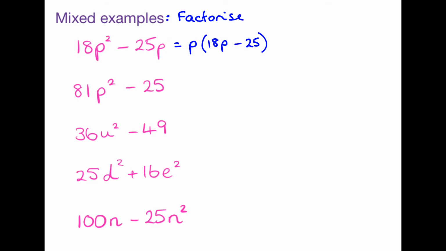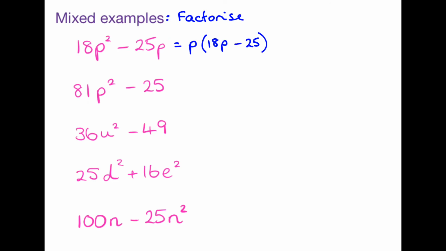Right, let's look at the next one. Let's think about common factors. So looking at the numbers, 81 and 25, I can save you a job by telling you that there aren't common factors there. We don't have common factors in the letters because we've only got P in this term. So let's think if it could be a difference of 2 squares.